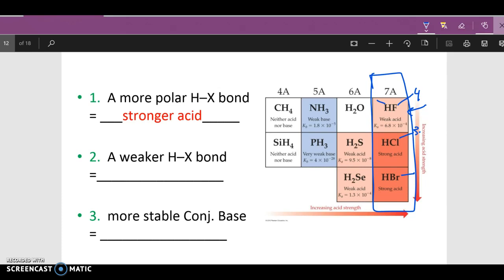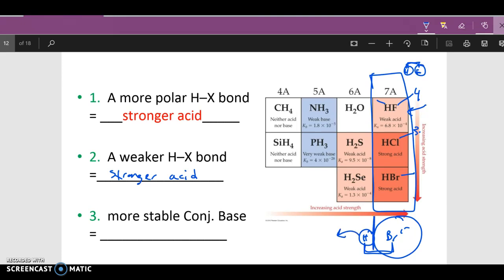A weaker HX bond will lead to a stronger acid. So let's take a look at bromine. Bromine is the biggest of this group that we're looking at, so bromine is a very big ion, and it's attached to a little H. Up here we've got fluorine. Fluorine is small, so here it is, and it's attached to an H. If we apply Coulomb's law to this bond, the distance is so great for bromine. According to Coulomb's law, the greater the distance, the weaker the attraction, thus the weaker this bond is, and it can more easily leave.